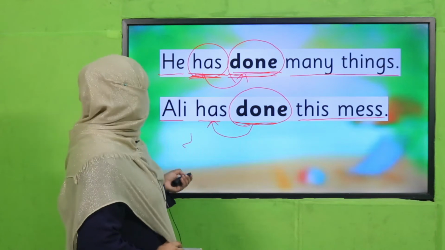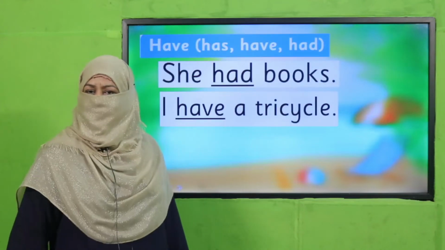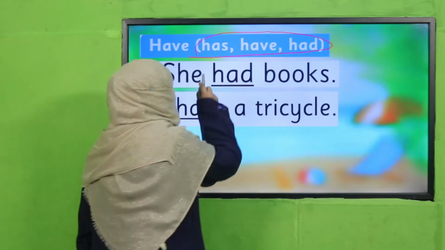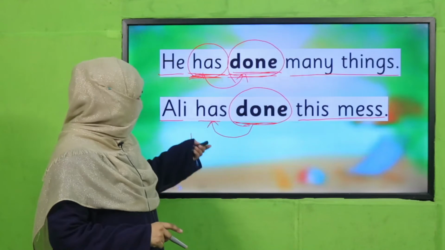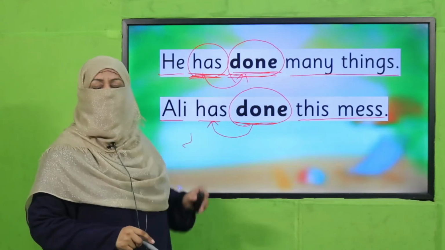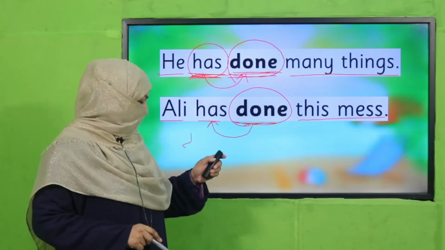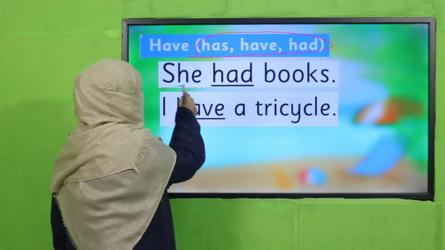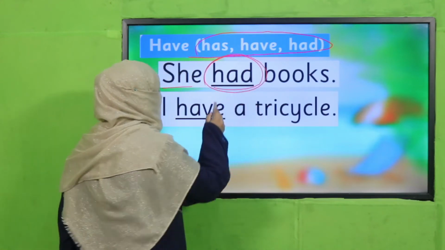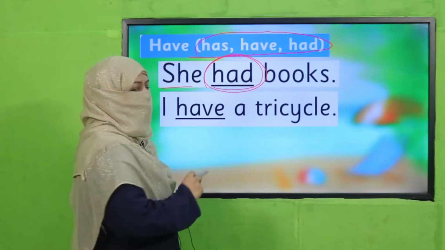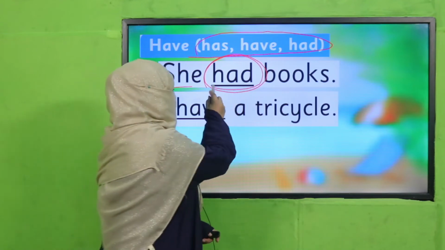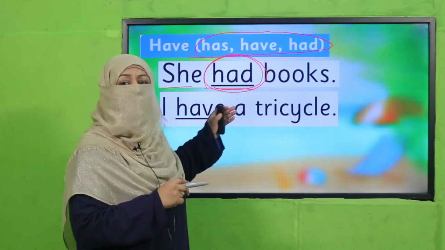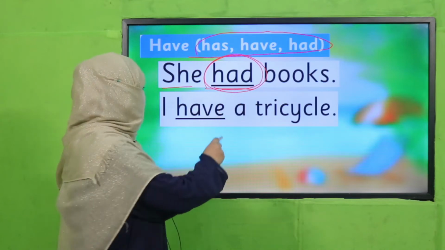Okay. So the third thing we are going to learn today is has, have and had as main verbs. You just observed in previous sentences has is helping verb, and it can be main verb if there is no other verb. She had, and this verb means to keep. She had books means there was a time, because had is past tense, so there was a time when she was keeping books. All right, this is what it means.